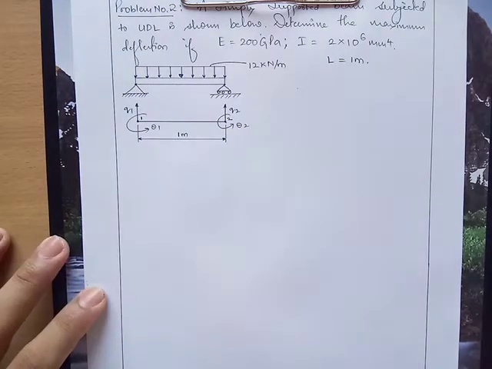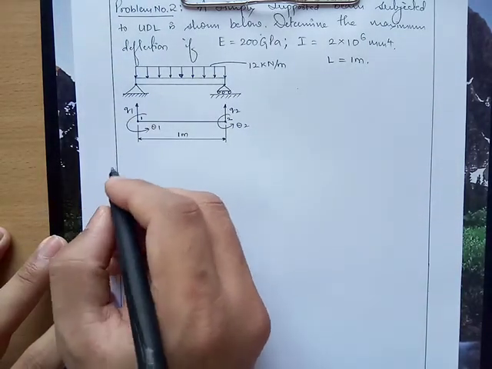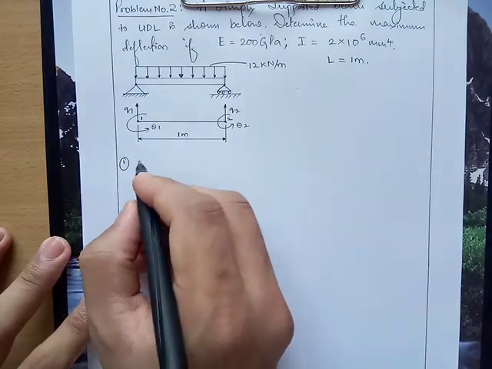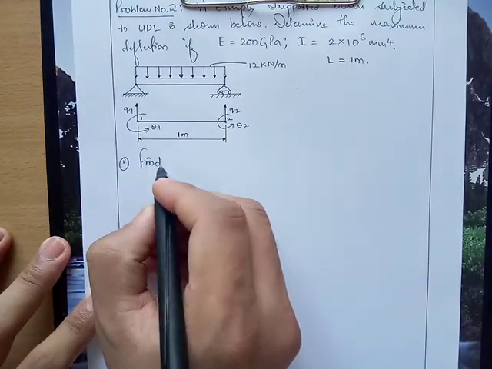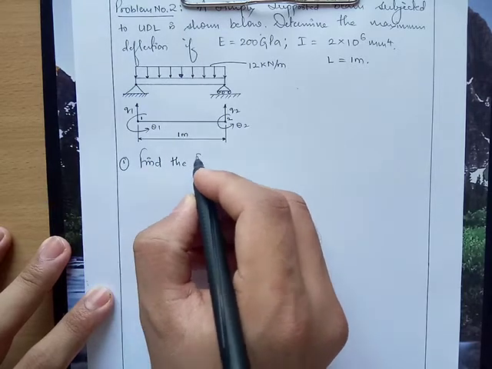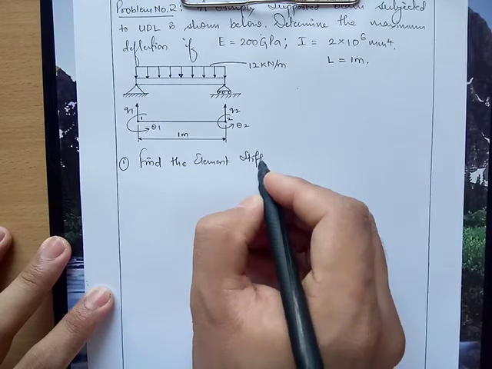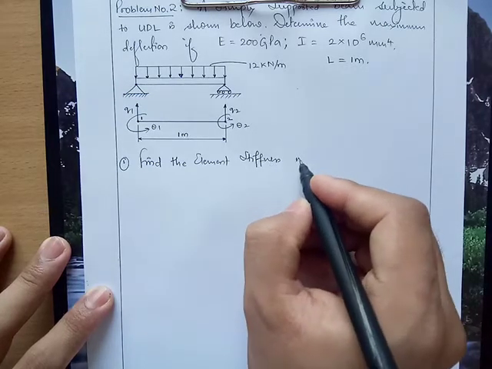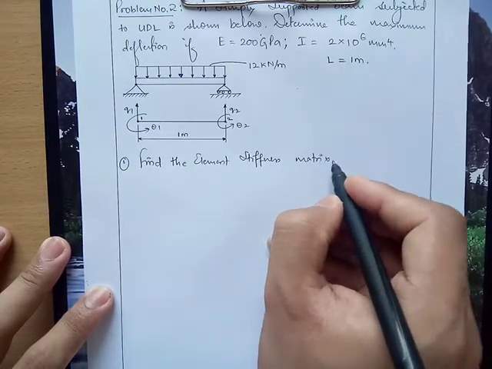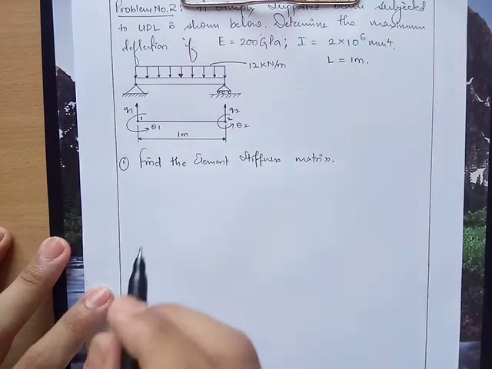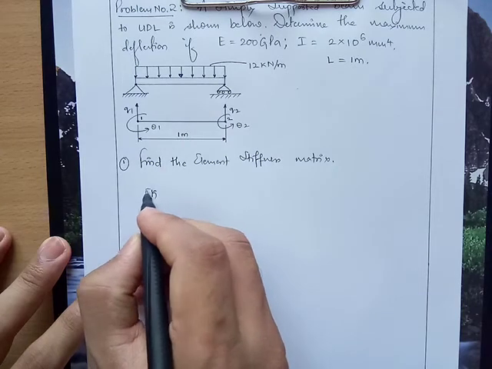Next, find the element stiffness matrix. Okay, so there is only one element. So let me write the general formula for the stiffness matrix.